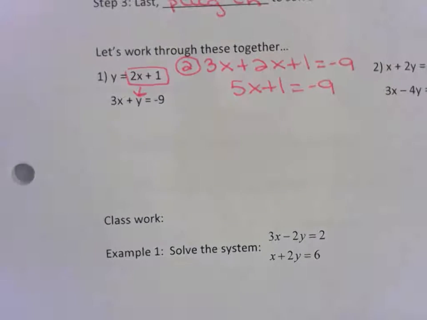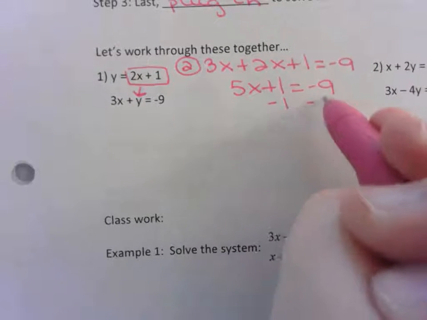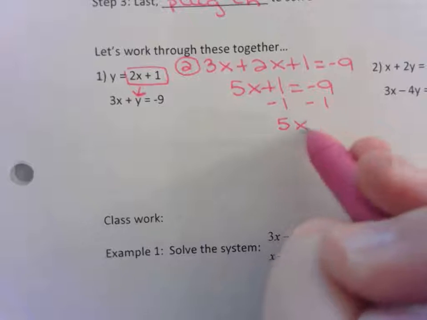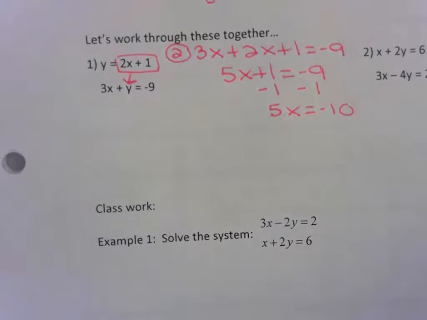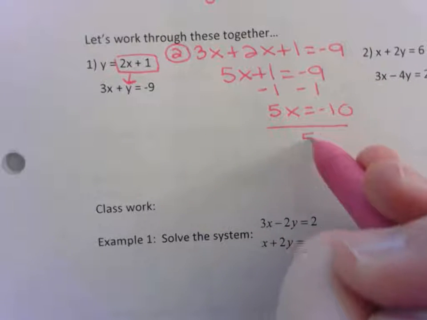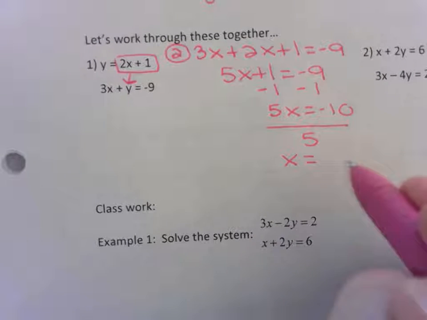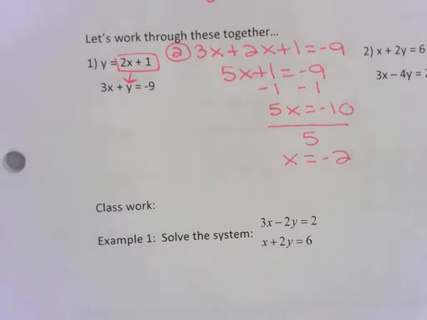So once you substitute in, it's an equation you know how to solve. So go through and solve it. Minus 1 to both sides. So 5x equals negative 10. Negative 9 minus 1. And then divide by 5. So x equals negative 2.